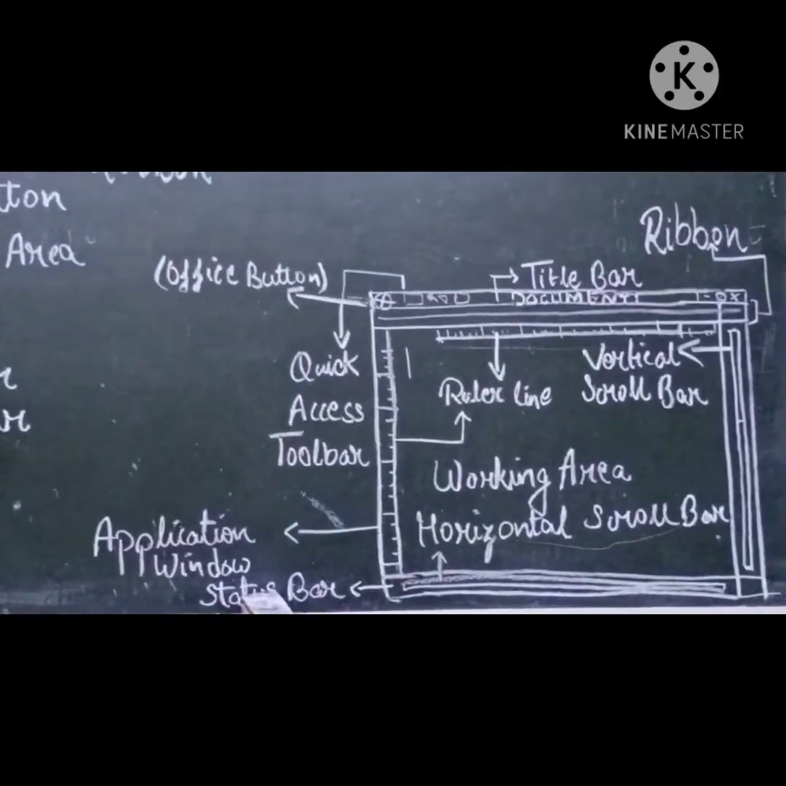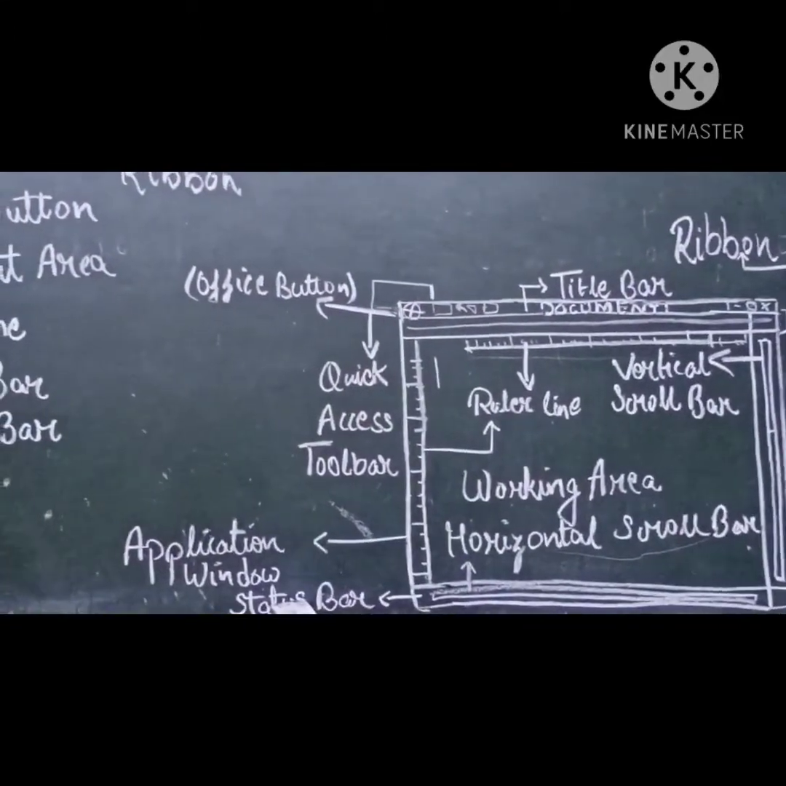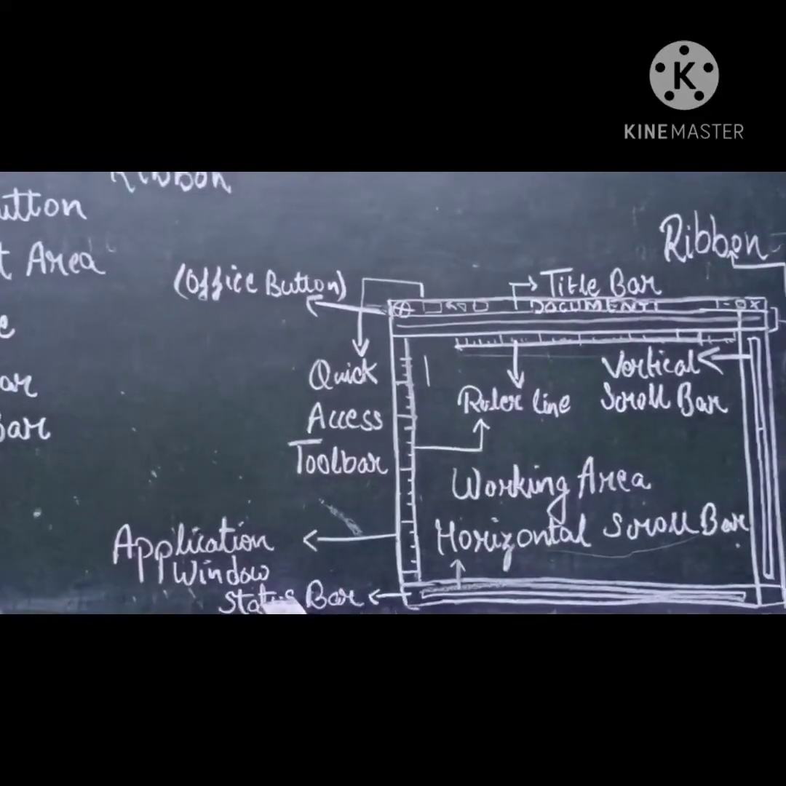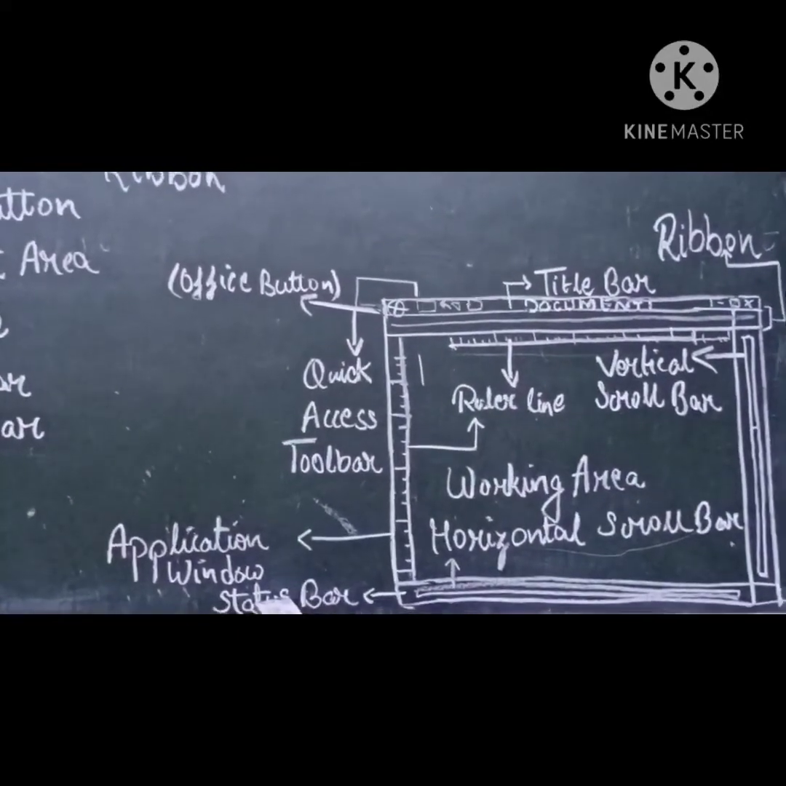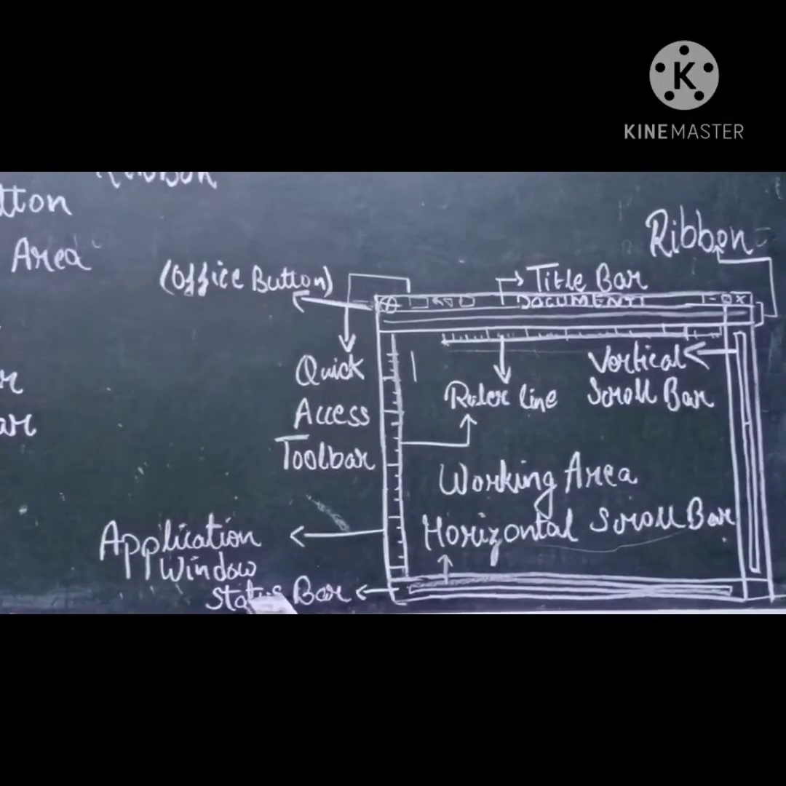Okay children? So children, this is the function of components of MS Word 2007. Hope children you all have clearly understood it.